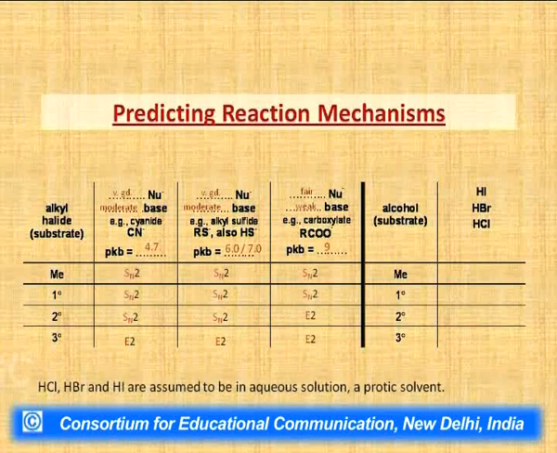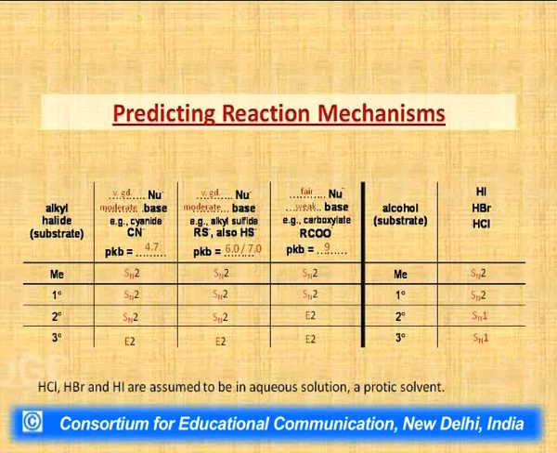With HCl, HBr, and hydrogen iodide, assumed to be in aqueous solution, a protic solvent, the alkyl halide with methyl undergoes SN2 reaction, 1 degree SN2 reaction, 3 degree SN1 reaction, and 2 degree undergoes SN1 reaction.